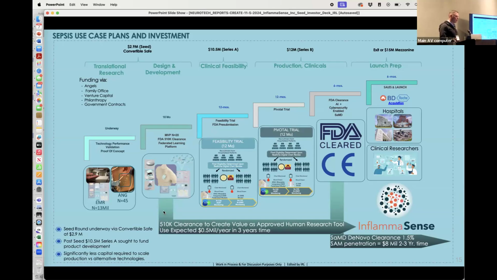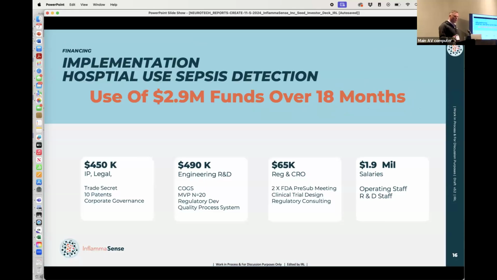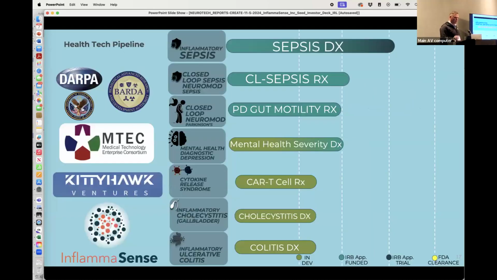In the interim, however, we are going to be focusing on vital sign monitoring for clinical trials, as well as in the hospital. The goal is to understand: can we identify patients that may be responders or non-responders to a specific therapy based upon this inflammatory cascade? The use of funds is mostly going to be for salaries, but also for IP, engineering and regulatory.